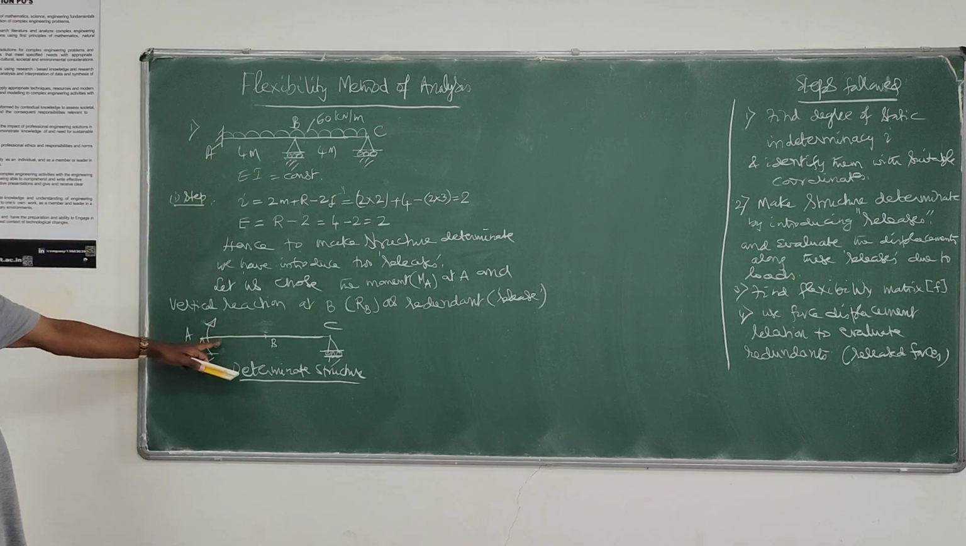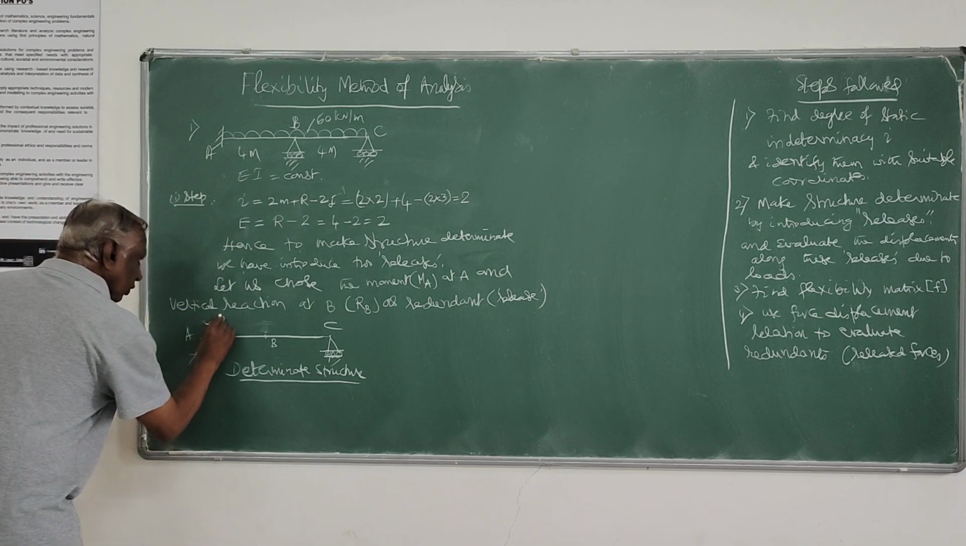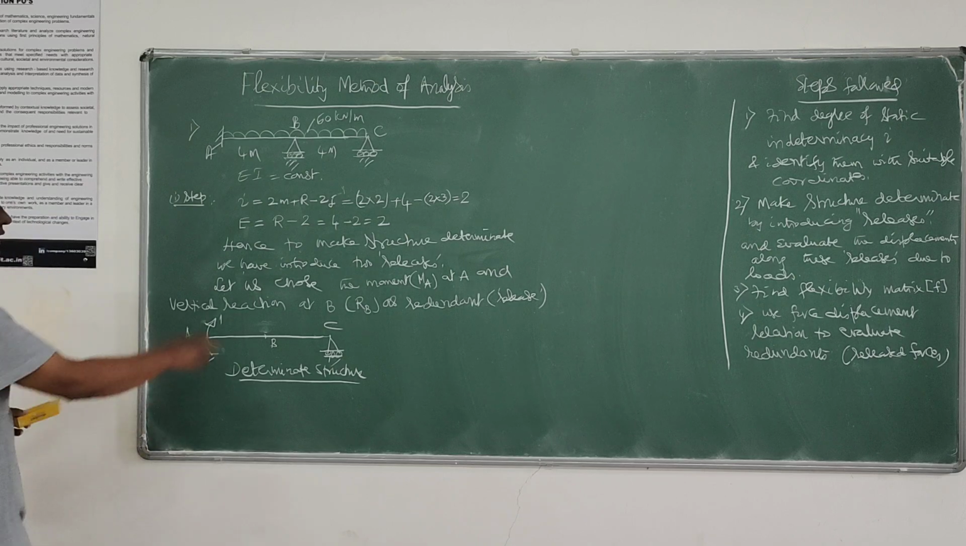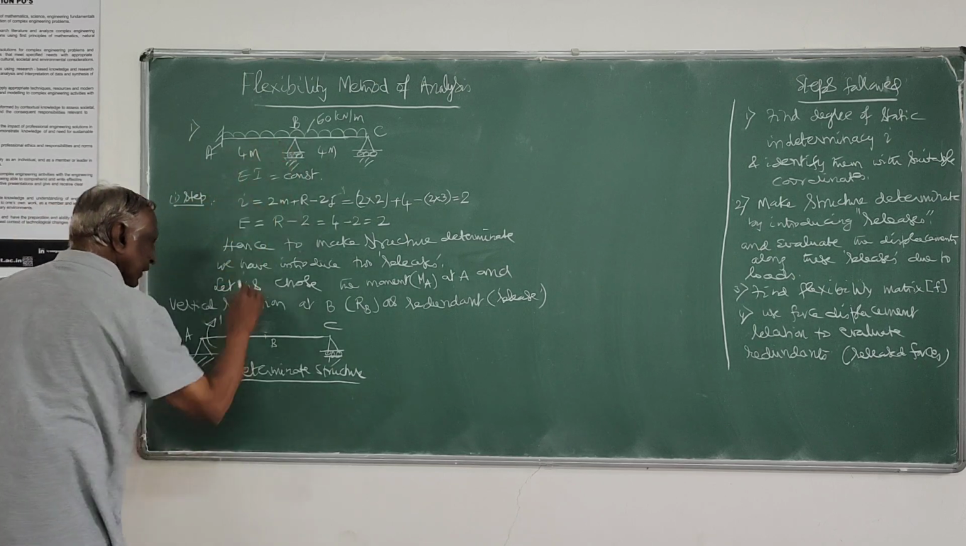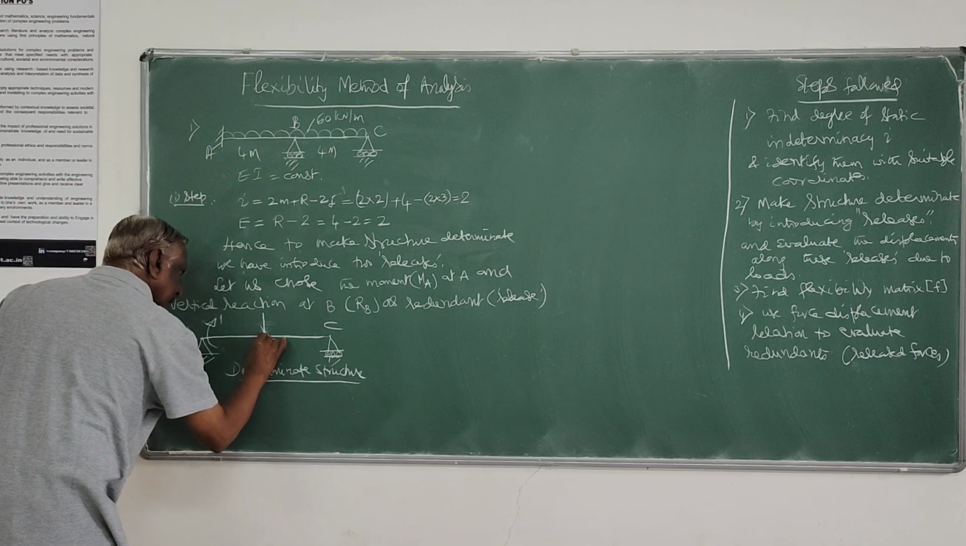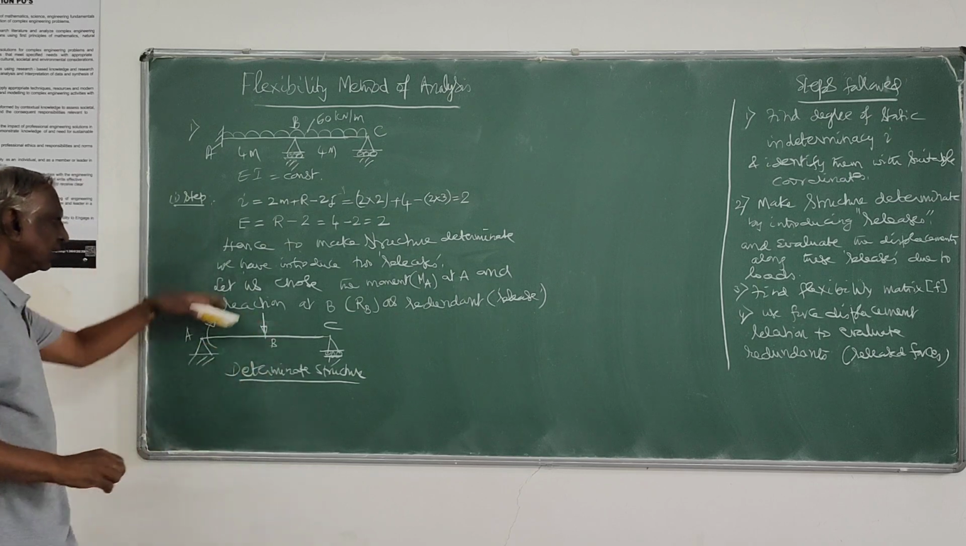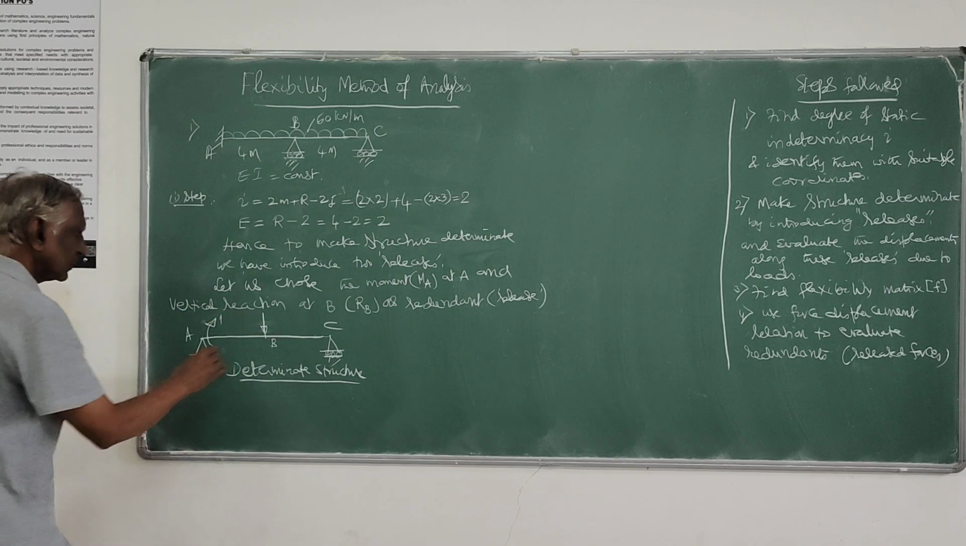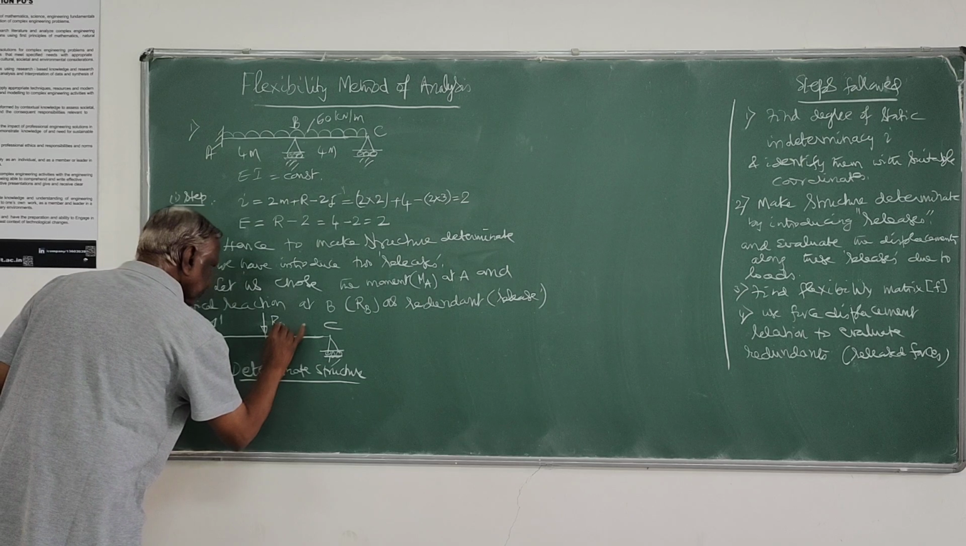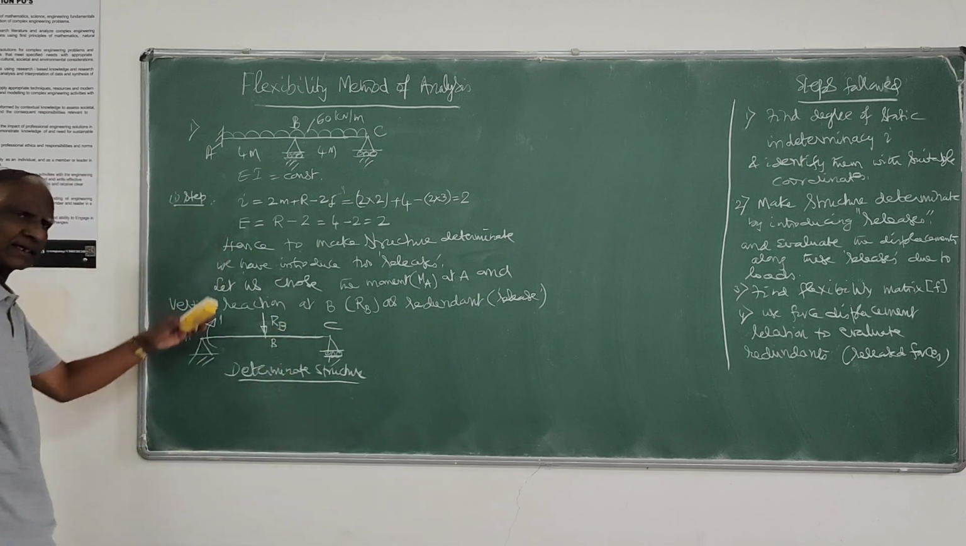Removed here is like this. This is coordinate 1. Next, I have removed the reaction here at B. I will take that coordinate acting down. So this is RB, reaction B acting like this.